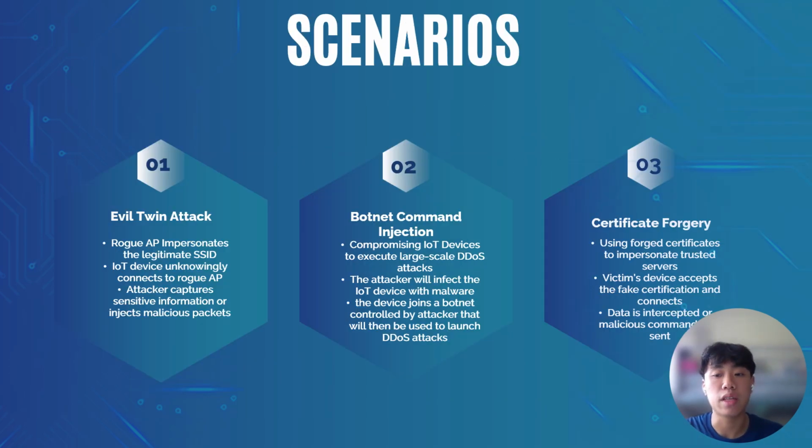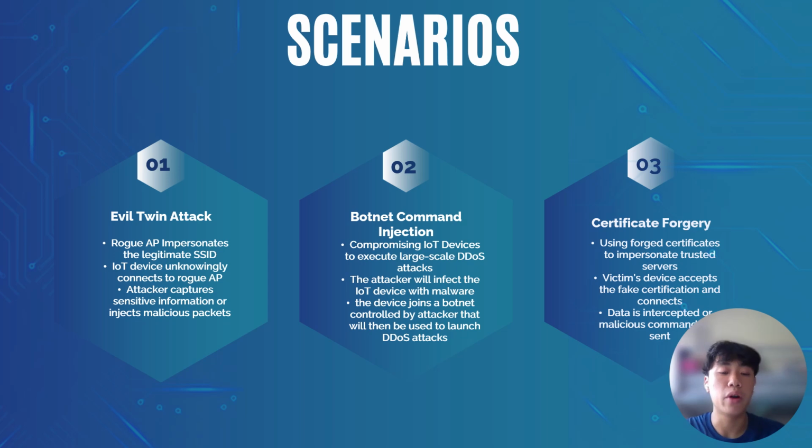So the three scenarios that I've come up with regarding the modeling of an attack for Wi-Fi are evil twin attack, botnet command injection, and certificate forgery. For evil twin attack, a rogue AP impersonates the legitimate SSID. Following that, the IoT device will unknowingly connect to the rogue AP, and that's when the attacker will be able to capture sensitive information or inject malicious packets into the device.